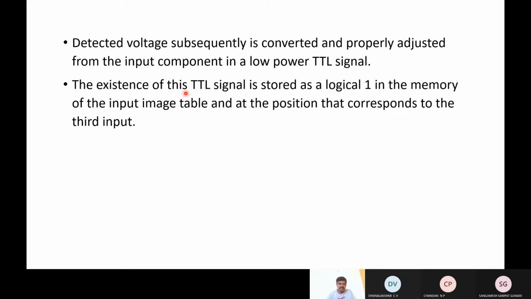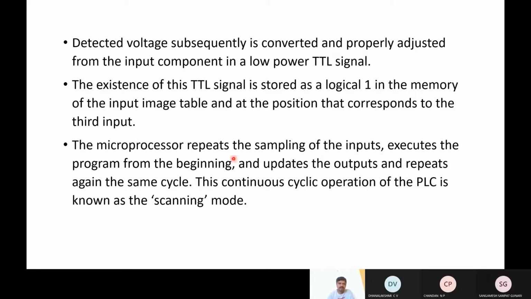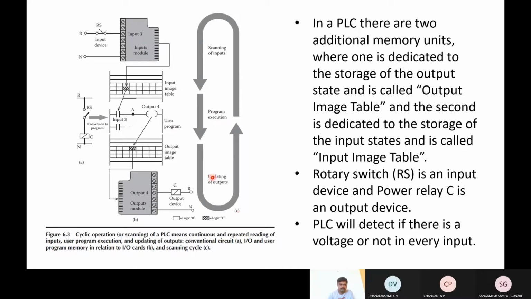The existence of this transistor logic signal is stored as a logical 1 in the memory of the input image table, in the position that corresponds to the third input. In this example, it is with respect to the third input. The microprocessor repeats the sampling of the inputs, executes the program from the beginning, updates the outputs, and repeats the same cycle again. This continuous cyclic operation of the PLC is known as the scanning mode. So that is represented in the previous figure. So this is the representation of scanning mode.